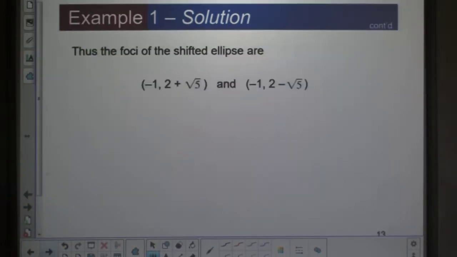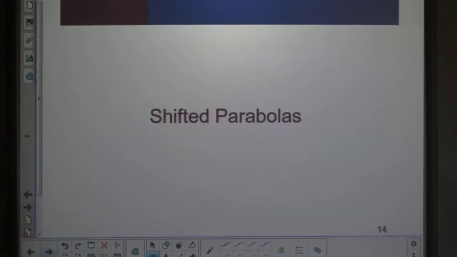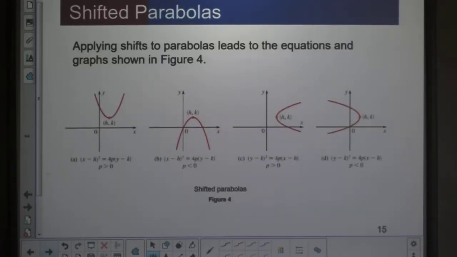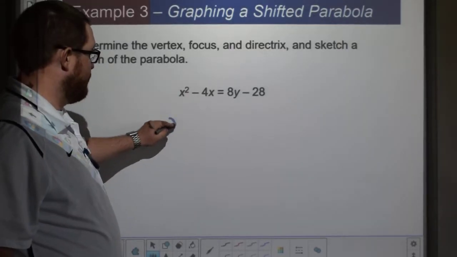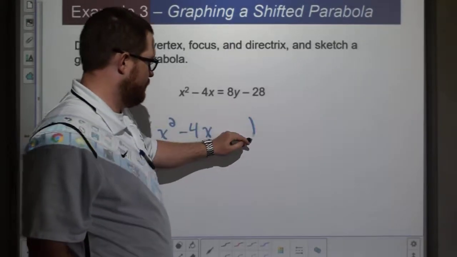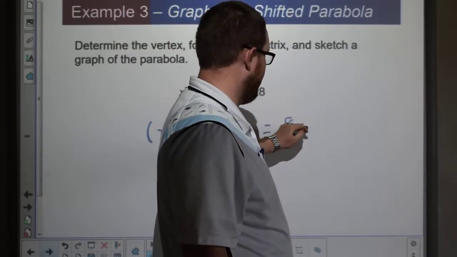How about for parabolas? Okay? Up, down, left, right, same concepts. Let's write this in the correct form. But to do that, I'm going to have to complete the square. On this side, I've got x squared minus 4x. On this side, I've got 8y minus 28.